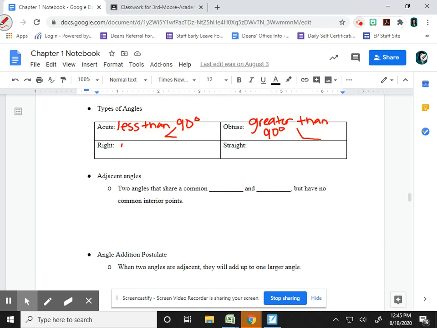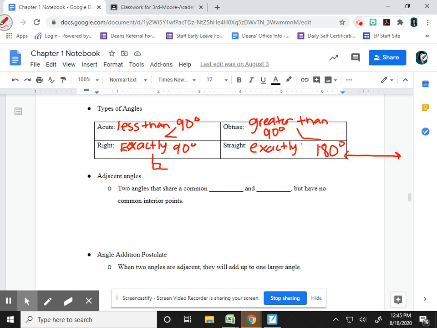A right angle is exactly 90 degrees. So that's going to look like this. It usually has a little box there. And a straight angle is exactly 180 degrees. So that's going to make a straight line.